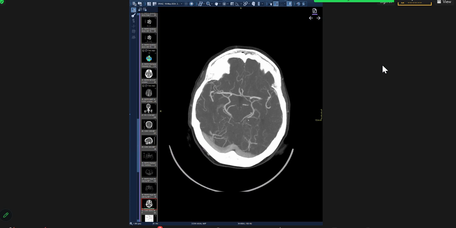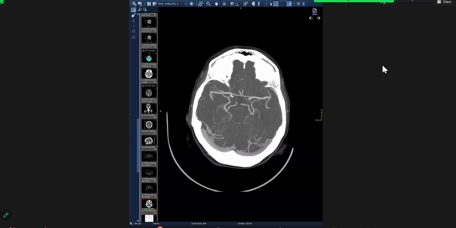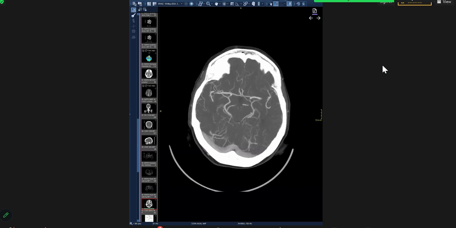I can see there is an abrupt termination of left MCA. Oh, no, no, it's okay. This is because it's scrollable, where I stopped. I don't appreciate any aneurysm or any filling defect in these vessels. Okay.